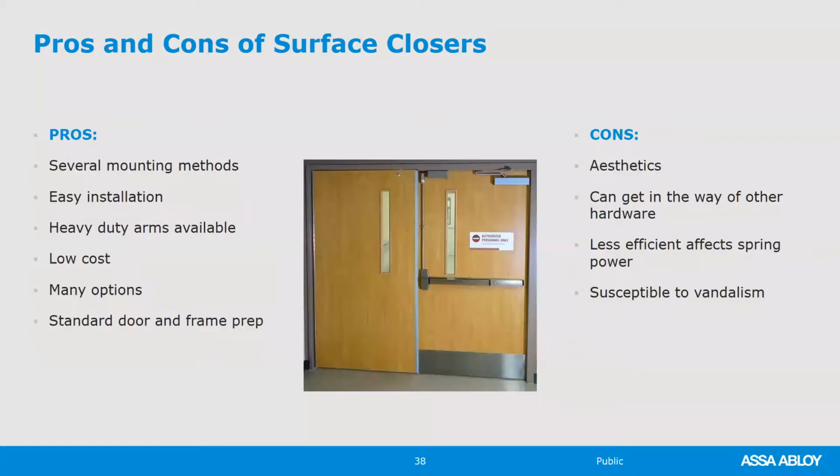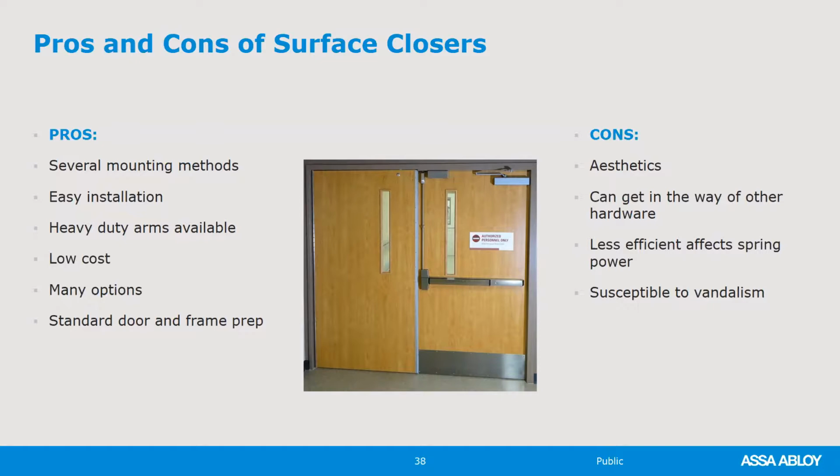So for surface closers, there's several different mounting methods. That's a pro, and a lot of times they come out of the box with more than one mounting method for the push side or pull side of the opening. Easy installation. You can get heavy duty arms available with the different manufacturers depending on the type of application of where it is. They're relatively low cost, many different options, including drop plates and offset arms, offset shoes. It is a standard door and frame prep with minimal reinforcing.